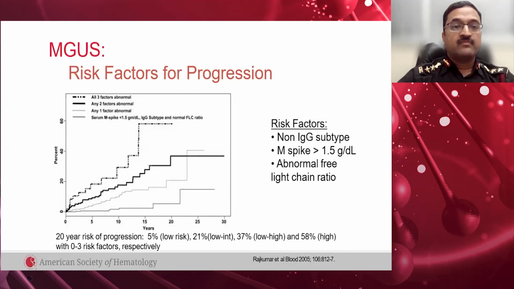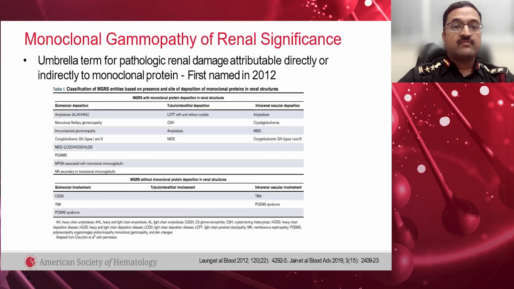Now, shifting gears from monoclonal gammopathy of unknown significance to monoclonal gammopathy of renal significance. This term was introduced in 2012, and it is an umbrella term for all the pathological renal damage which is attributable either directly or indirectly to the monoclonal protein. And we can have different types of MGRS based on where the protein is getting deposited. Is the protein getting deposited in the glomeruli? Is it getting deposited in the tubulointerstitial space? Or is it getting deposited in the intrarenal vascular compartment? And based on that, we have different types of MGRS which are being described.